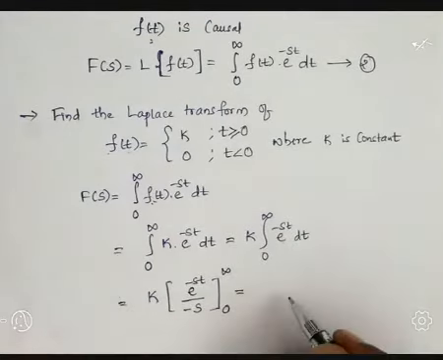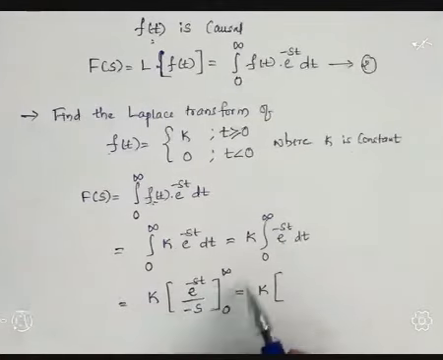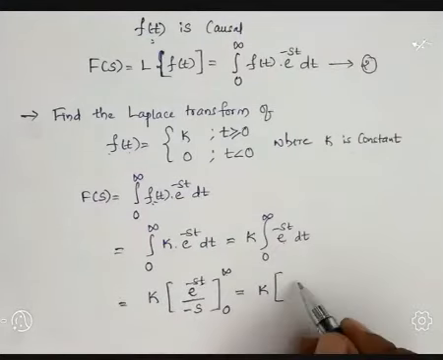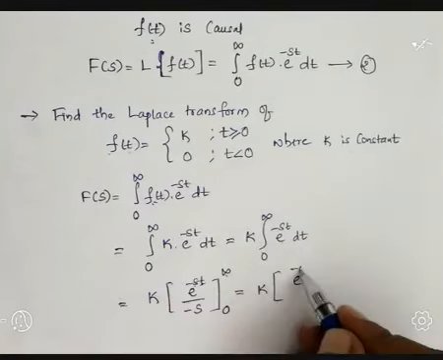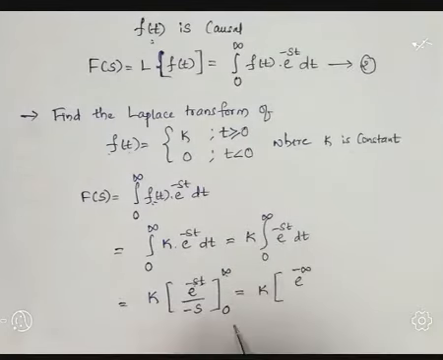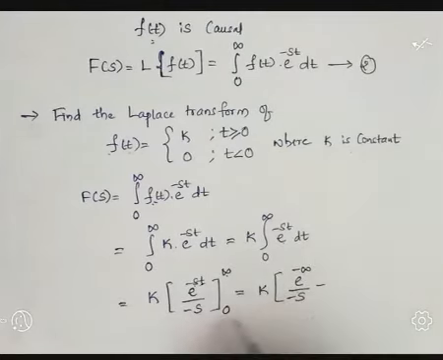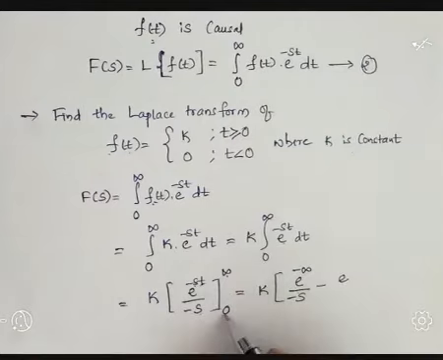k is constant, so it stays outside. First I will substitute the upper limit, that is infinity, in place of t: e to the power minus infinity multiplied by s, that is infinity, with the minus as it is, divided by minus s, minus the lower limit: e to the power minus s times 0, that is 0 multiplied by anything is 0, divided by minus s.